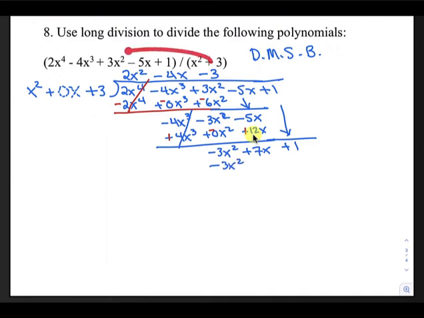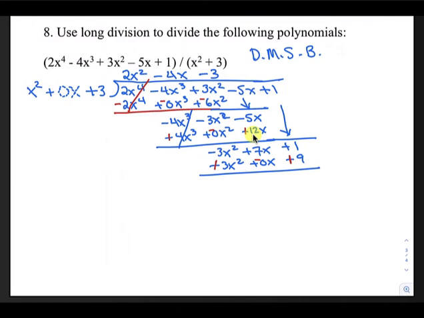Negative 3 times 0x is just going to be 0x. And then negative 3 times 3 is going to be minus 9 or negative 9. We're going to draw a line, and then we're going to subtract. When we subtract the negative 3, that becomes positive. We're subtracting 0, and also we're subtracting the negative 9, so that becomes positive.